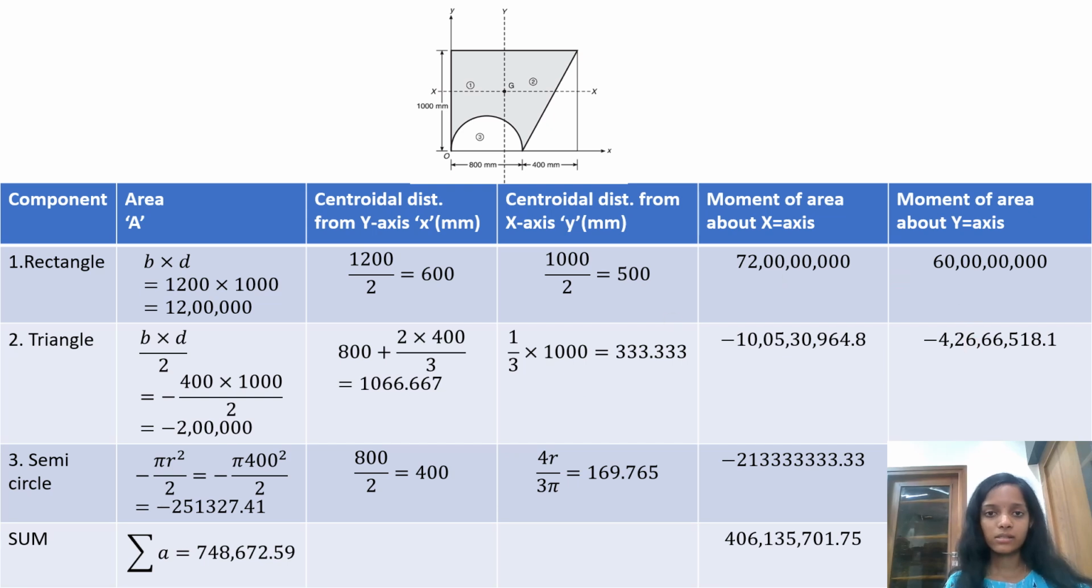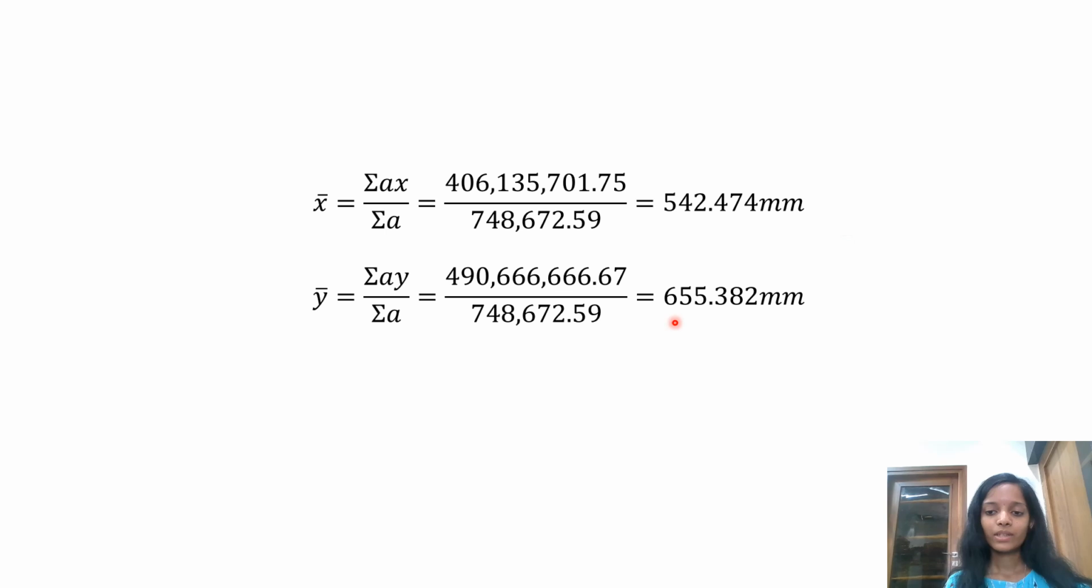Let us go with the next step. Yeah, so the x bar and y bar formula is summation of ax, that is area about the x-axis, by summation of a, that is the sum of all the areas. Summation of ax is 406,135,701.75, and summation of a is 748,672.59. On dividing this, we get the centroidal distance, which is 542.474 millimeter.